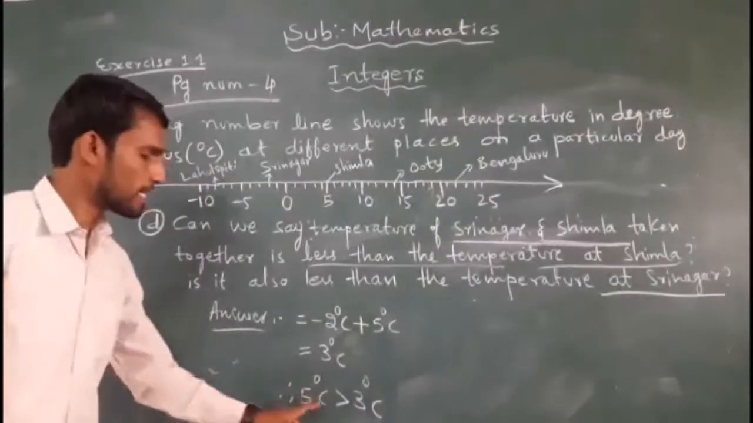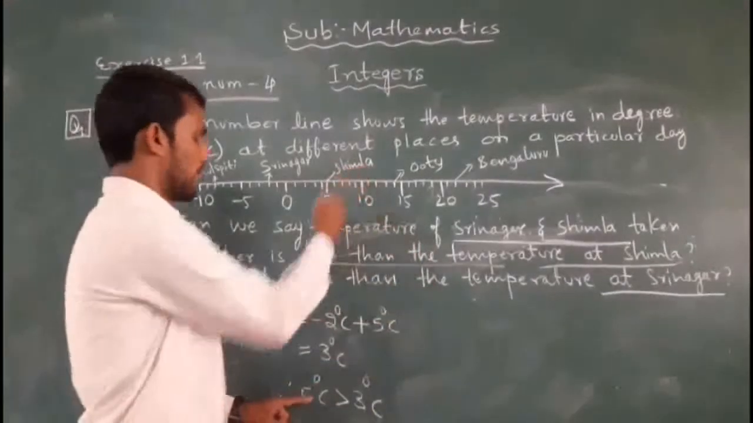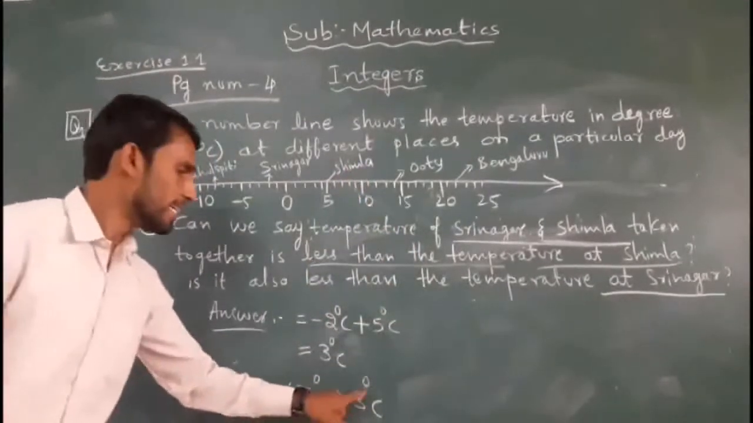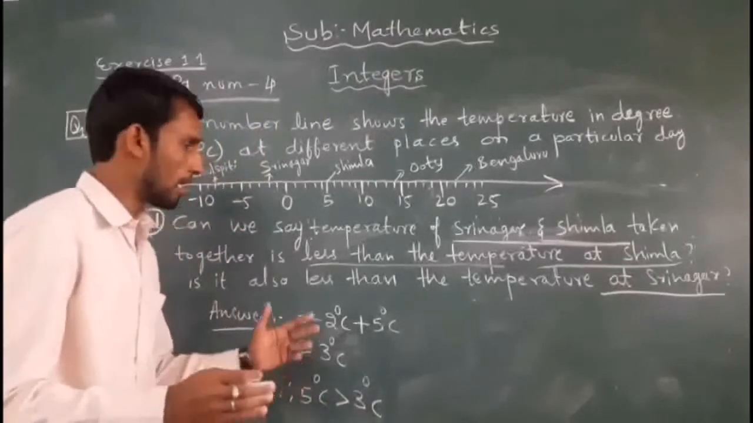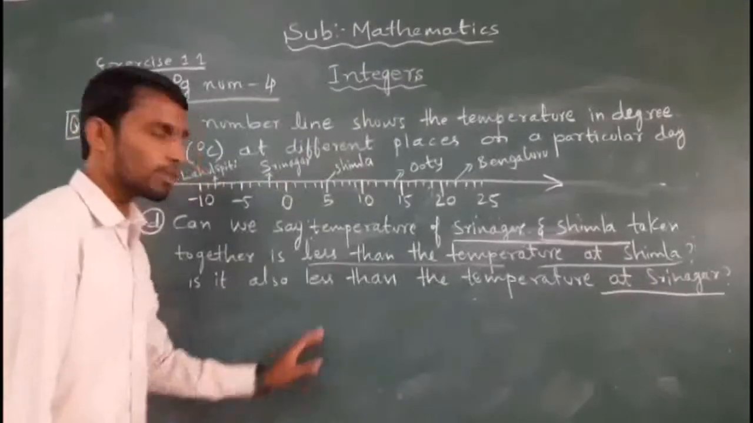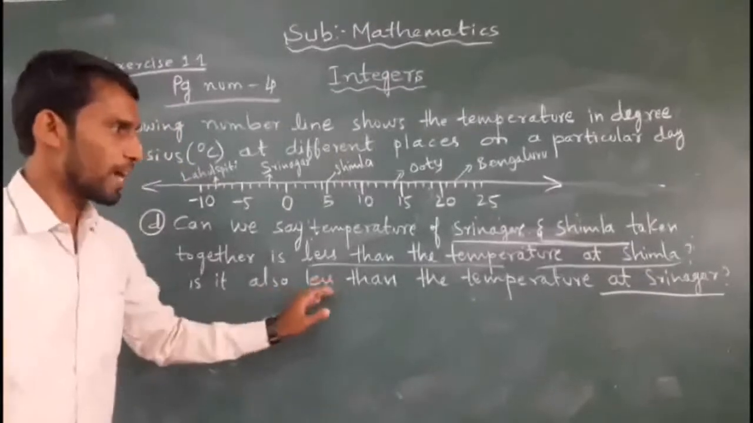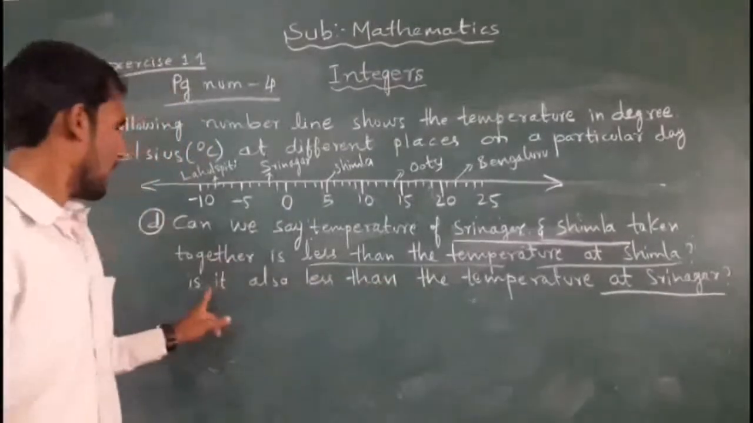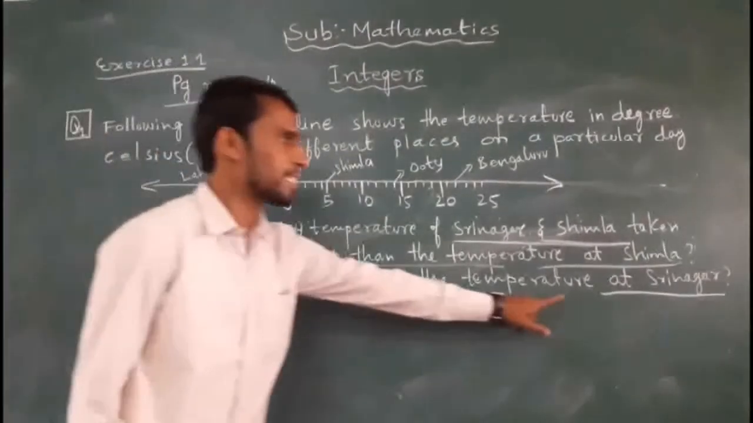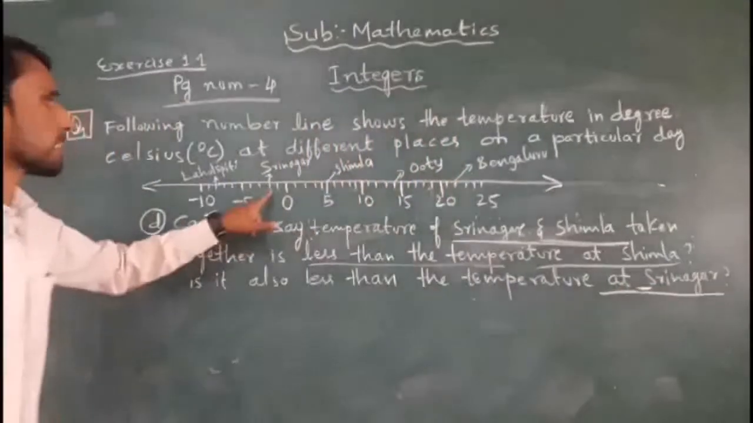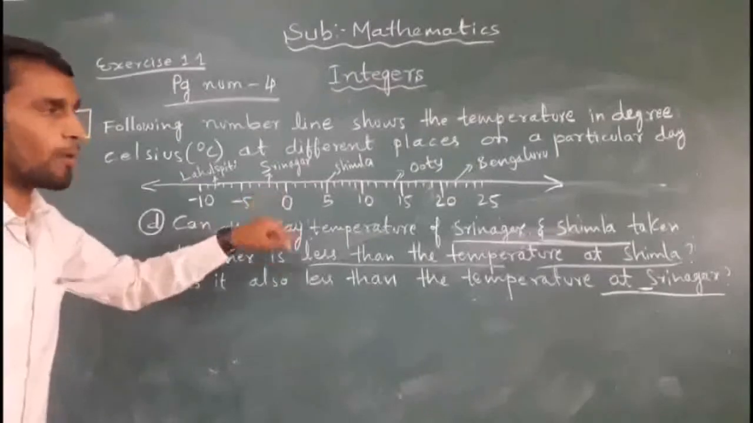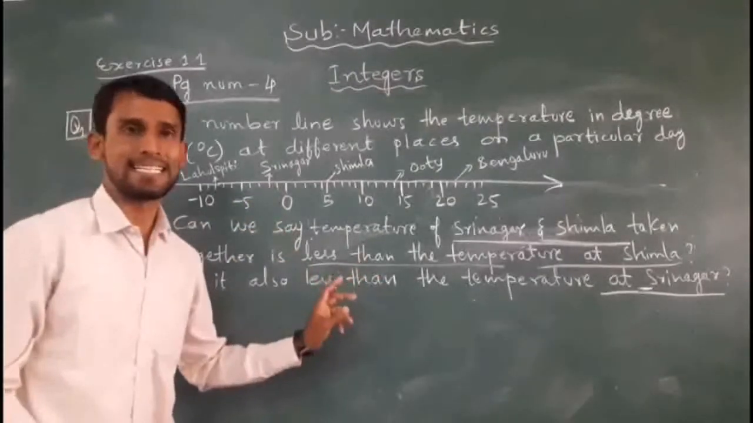Therefore, 5 degrees Celsius, this is the Shimla temperature, is greater than 3 degrees Celsius. Next, I am taking the second last part of this question. In this question, we have the last part: is it also less than the temperature at Srinagar? Srinagar temperature, how much here? The Srinagar temperature is minus 2. Our answer is 3 degrees Celsius.